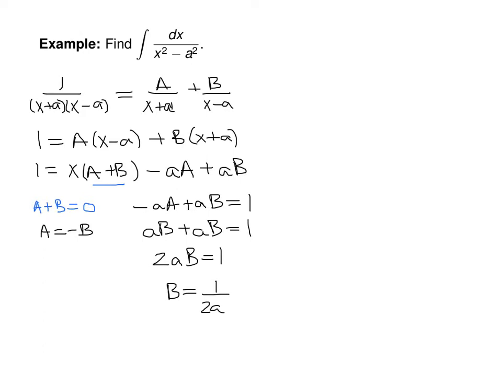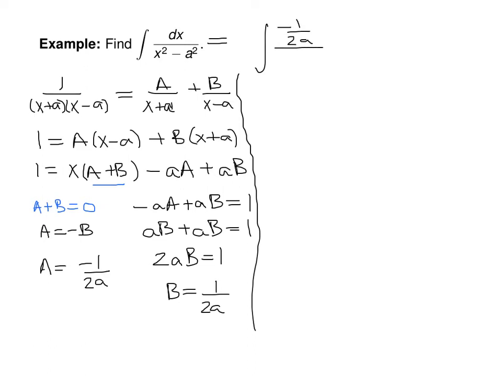And since a equals negative b, a is equal to negative 1 over 2a. Don't be freaked out, a is just a constant. So our original integral is equal to an integral of negative 1 over 2a all divided by x plus a plus 1 over 2a all over x minus a.